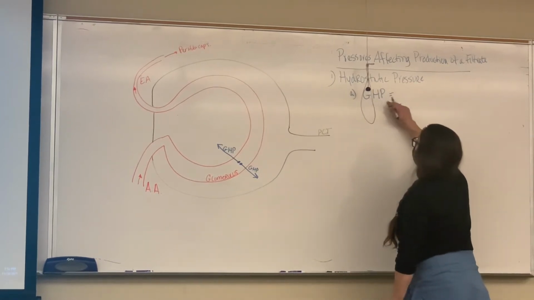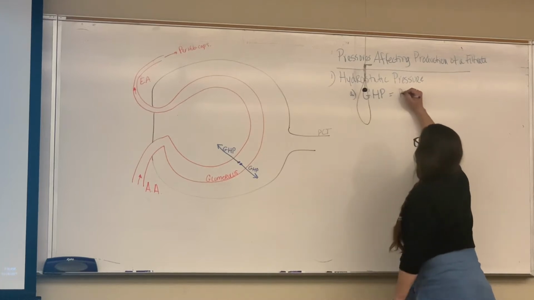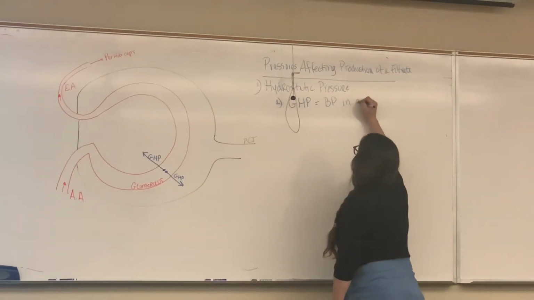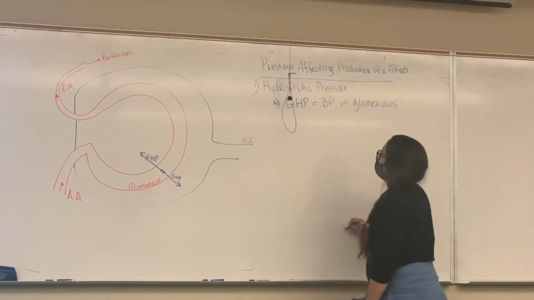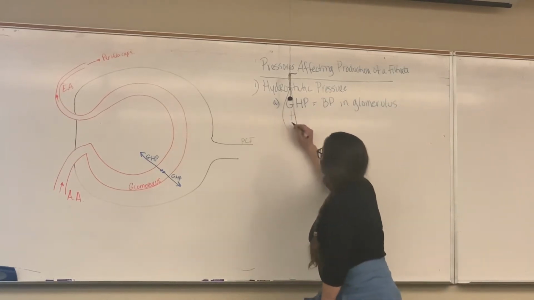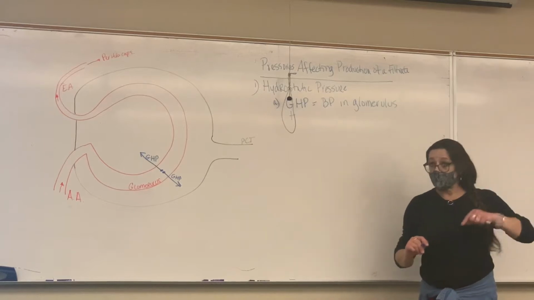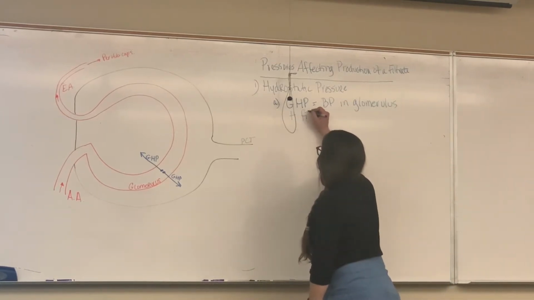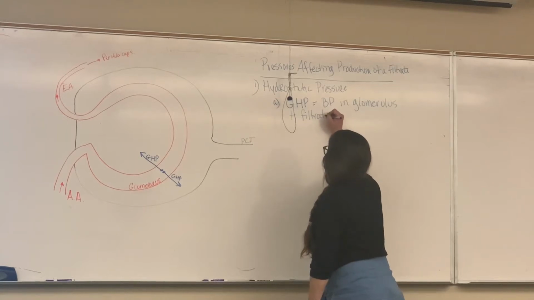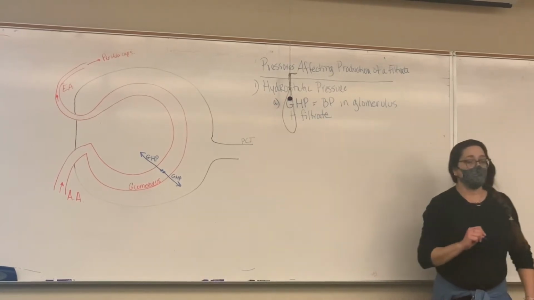Okay, so that's glomerular hydrostatic pressure. It basically is just the blood pressure in the glomerulus. That's what that is. And I'm going to put a plus sign here because it's going to favor forming a filtrate. I'm going to put a plus filtrate. It favors forming a filtrate.